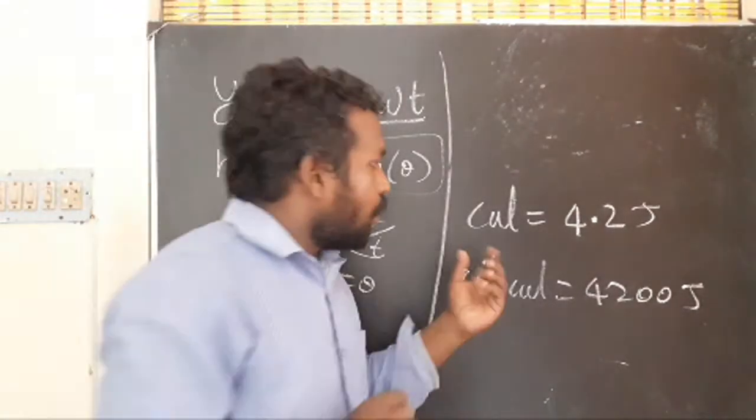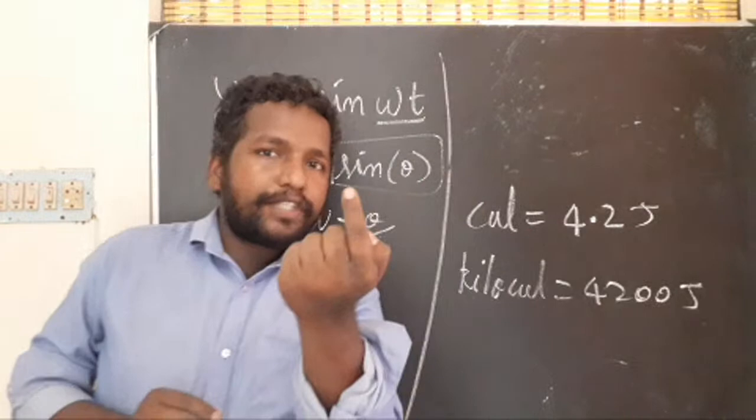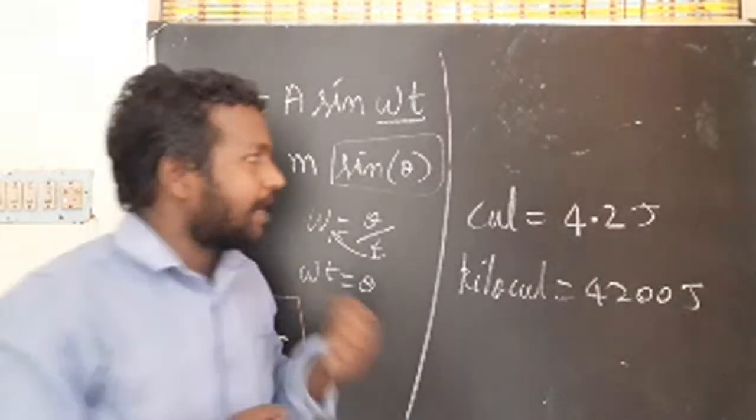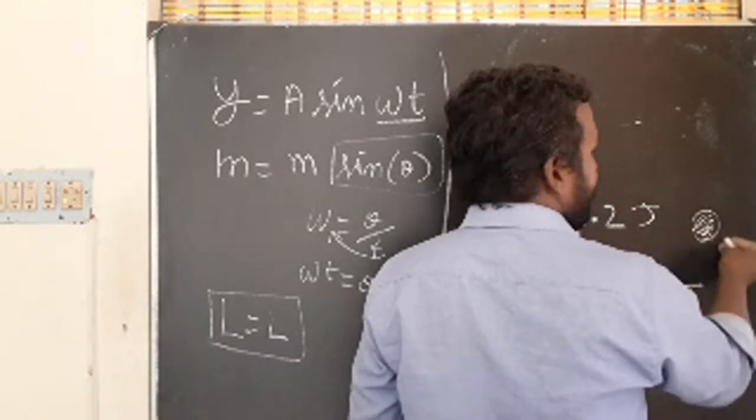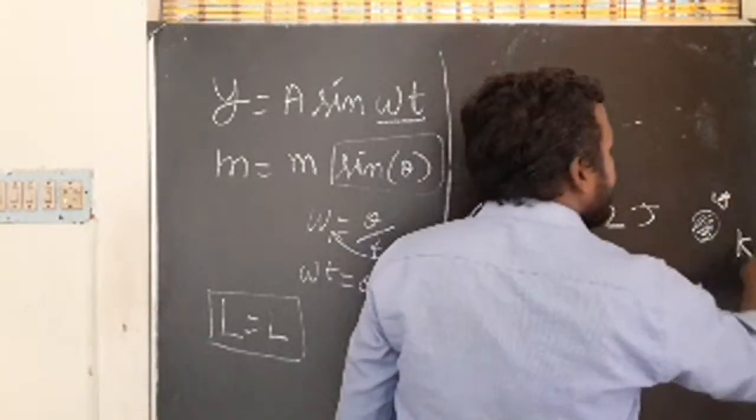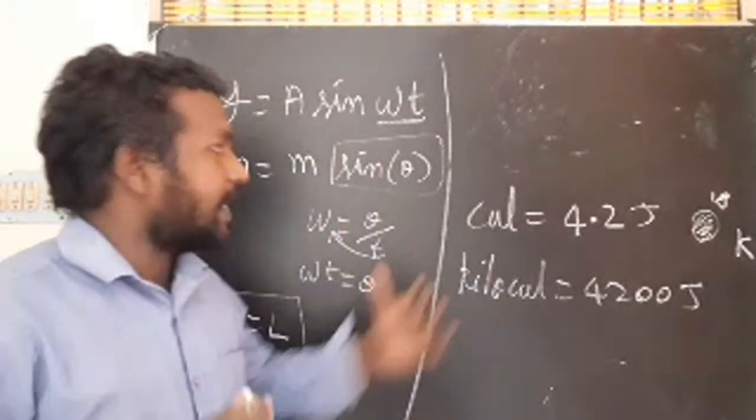So calorie is, for 1 gram of substance, how much heat energy is required to raise it by 1 degree Celsius. We have 1 gram of some substance X. How much heat energy is required to raise it by 1 degree Celsius? We take that as a calorie.